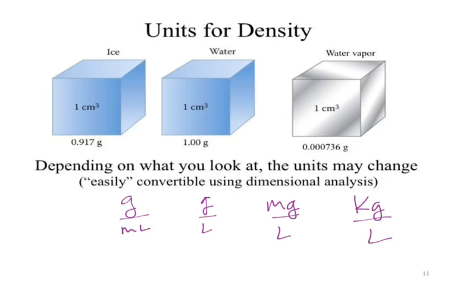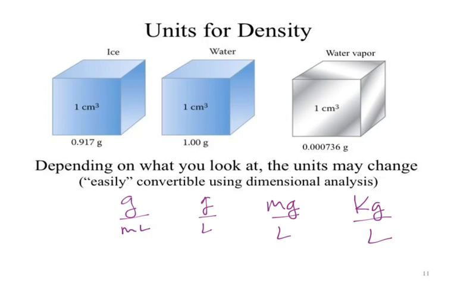It's going to depend on the species. If we take a look at our solids and liquids, particularly ice and water, those numbers are relatively close to the same. Ice happens to come in at 0.917 grams per centimeter cubed, also known as a milliliter. Water, 1 gram per milliliter. What happens when we move to water vapor or a gas?